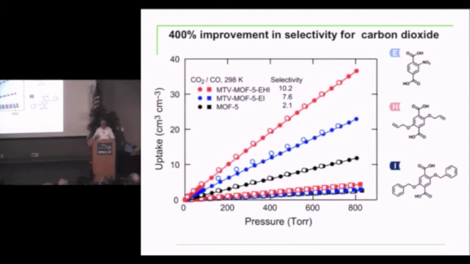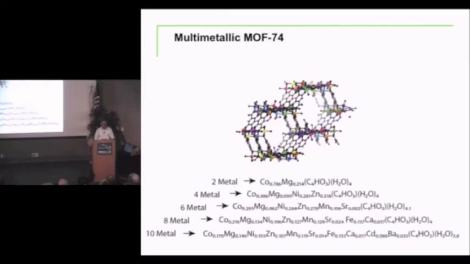So there is something going on within these pores that allows the material to selectively capture carbon dioxide with much better performance than any of the components or the sum of the components.